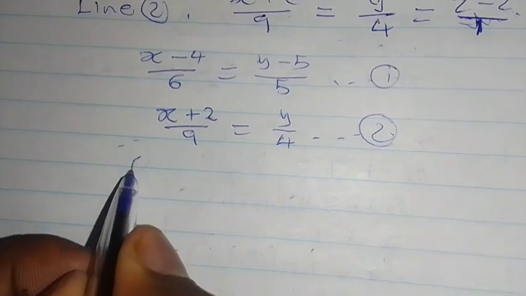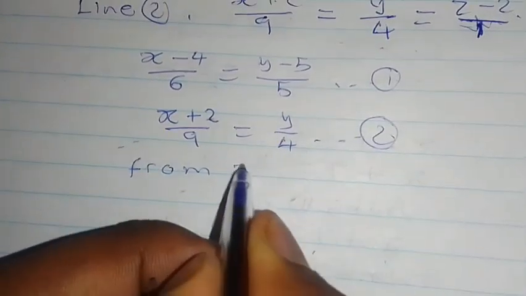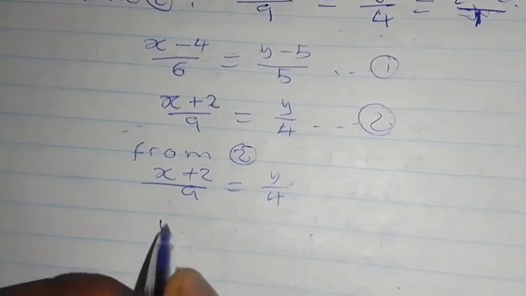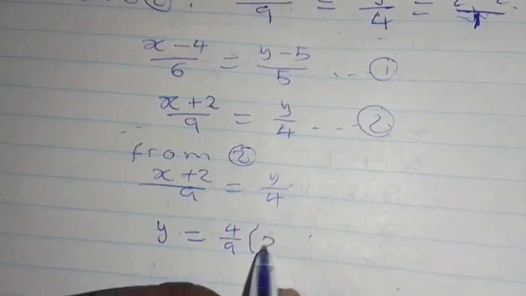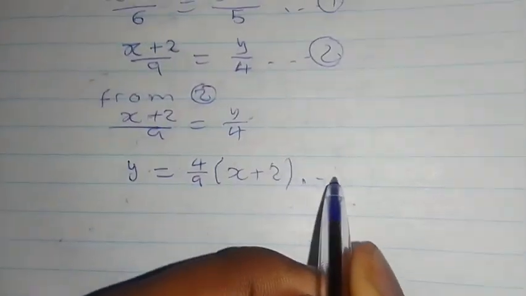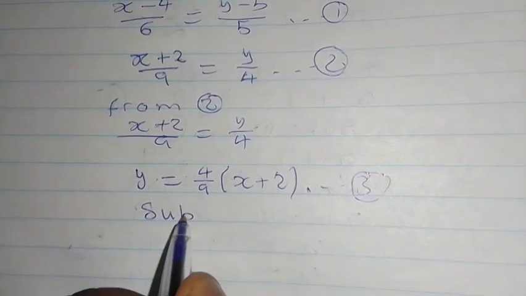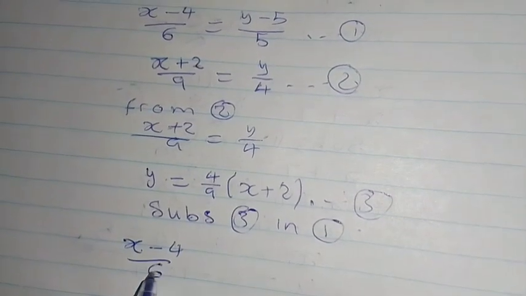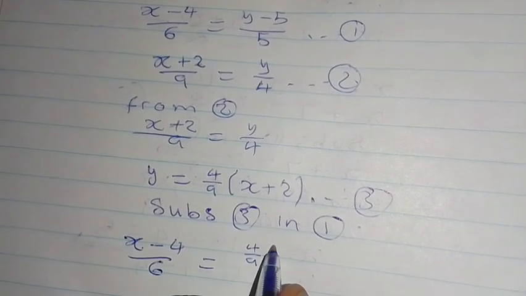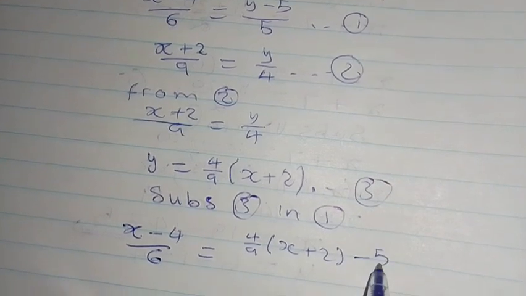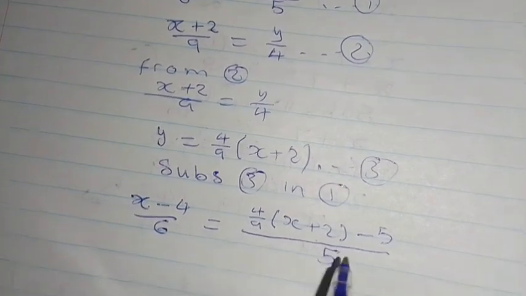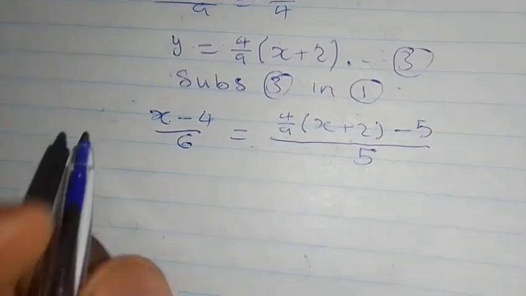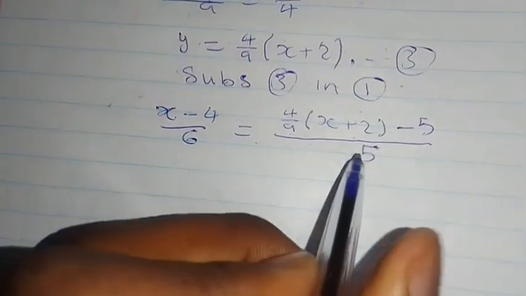From equation 2, we can say (x plus 2) over 9 equals y over 4, and then we can rewrite that as y equals 4 over 9 into (x plus 2). We can call it equation 3. Then we substitute equation 3 into the equation that we didn't work on, which is equation 1. So you substitute: (x minus 4) over 6 equals [4 over 9 into (x plus 2) minus 5] divided by 5. And from then it's just a matter of solving for x here.